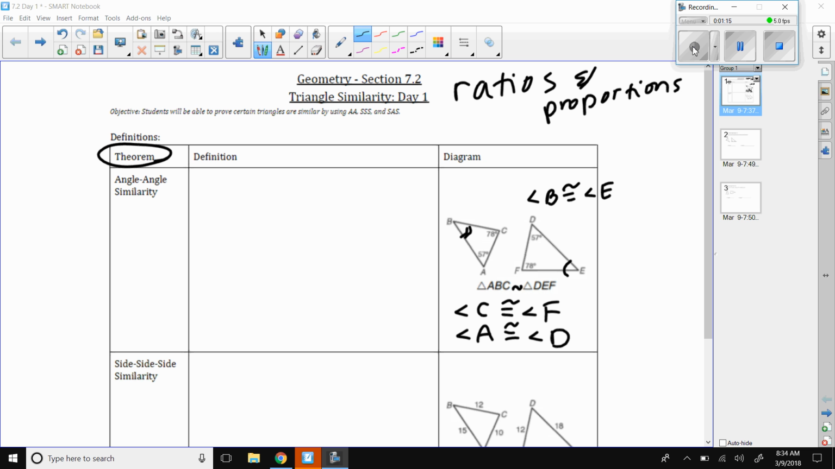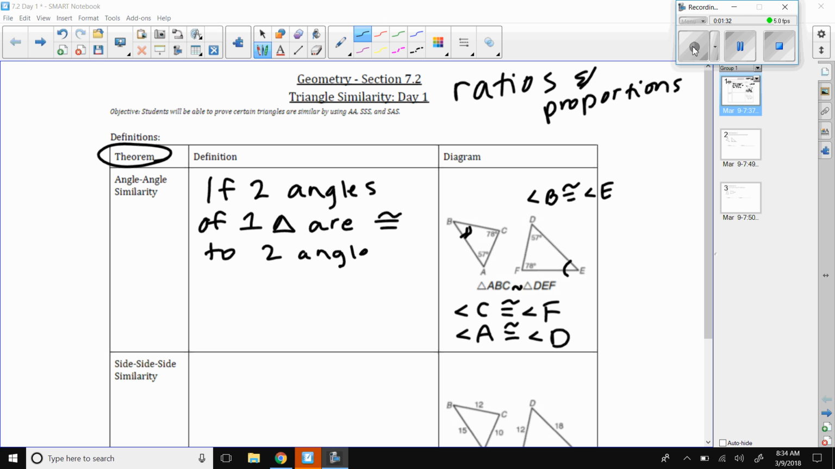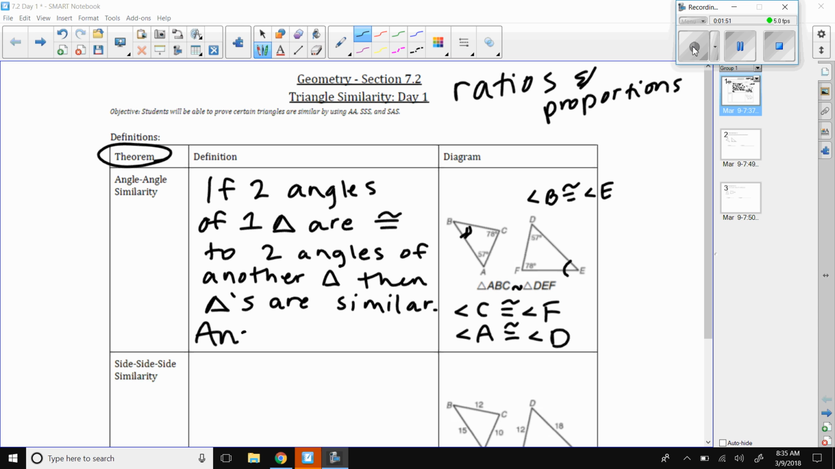So what we can say is if two angles of one triangle are congruent to two angles of another triangle, then the triangles are similar. By our definition of similarity, all of our angles are going to be congruent. So what you have here is angles congruent.